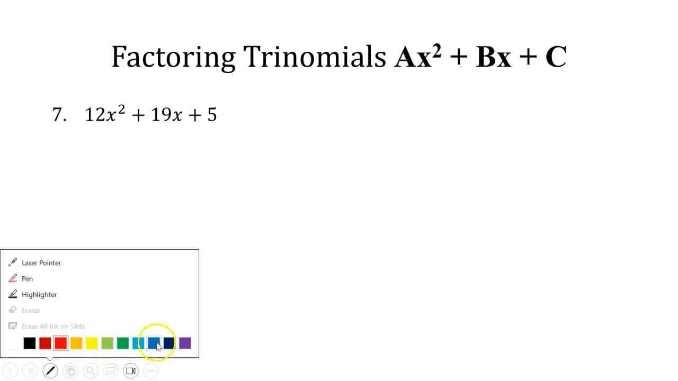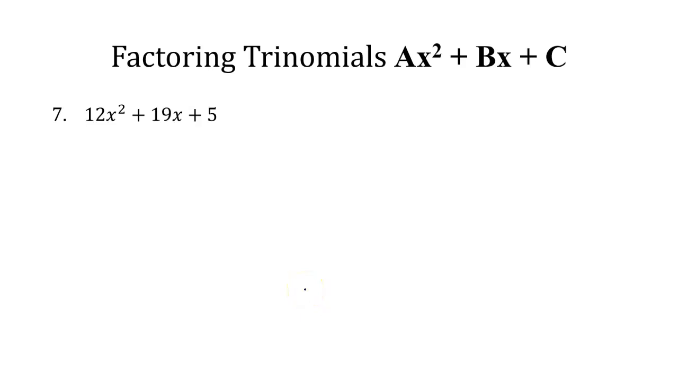Now we're going to look at factoring trinomials with a number in front, a true ABC. So you always want to look: 12, 19, and 5. Do they have anything in common for a GCF? No, they don't. So you're going to do the AC method.